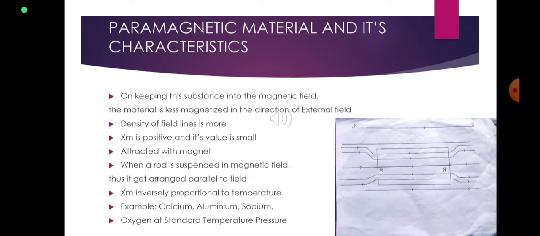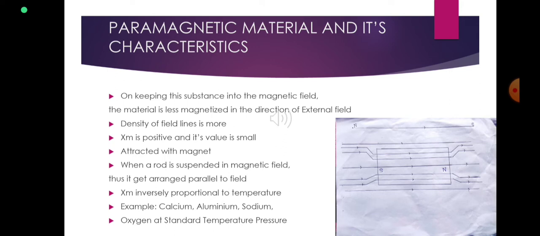So the definition of paramagnetic material is when we are keeping paramagnetic material into the external magnetic field, then it will not oppose that field, but it will accept the field. So we can clearly see in this figure paramagnetic material has kept the external field in the middle, and inside the paramagnetic material, field line goes from south to north, whereas normally field line goes from north to south.